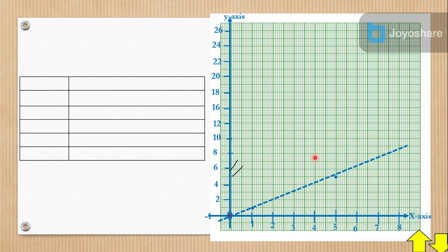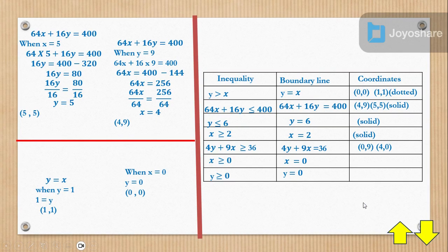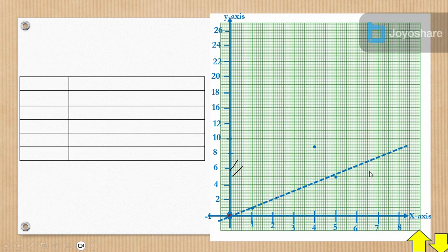Next, let's see how we can plot. Now our coordinate 49 is here, and next we have to draw our line. It will be solid. Why? Because here our inequality symbol is less than or equal. So long as it has that equal, then it must be solid. Solid line, as simple as that. Then we move on to the next line.